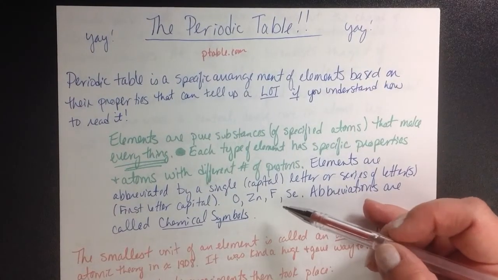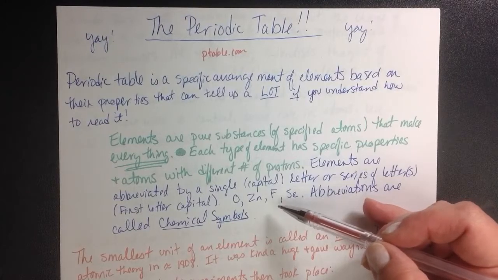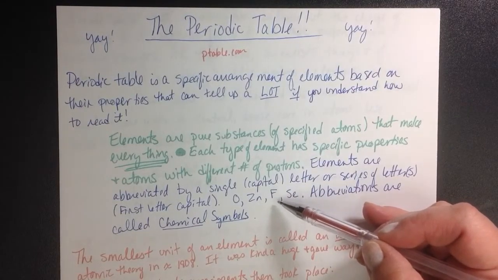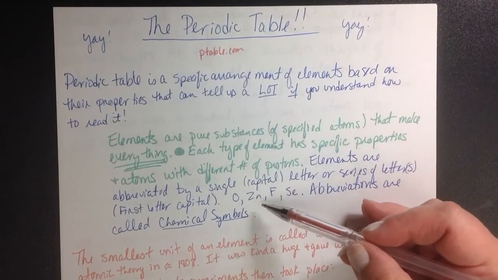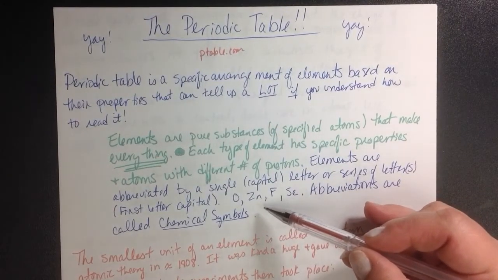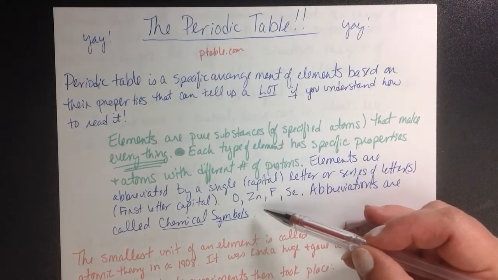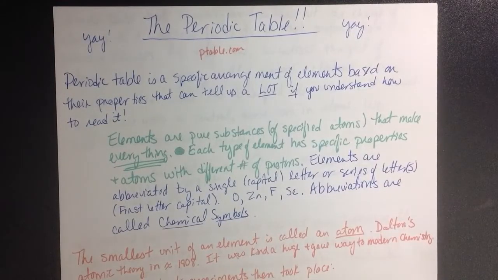When you do abbreviations for different symbols, they will start with a capital letter. So F, for example, is fluorine. Zn would be zinc. See how the second letter here is lowercase? That's very standard if you have two letters in an abbreviation, and those are called chemical symbols.